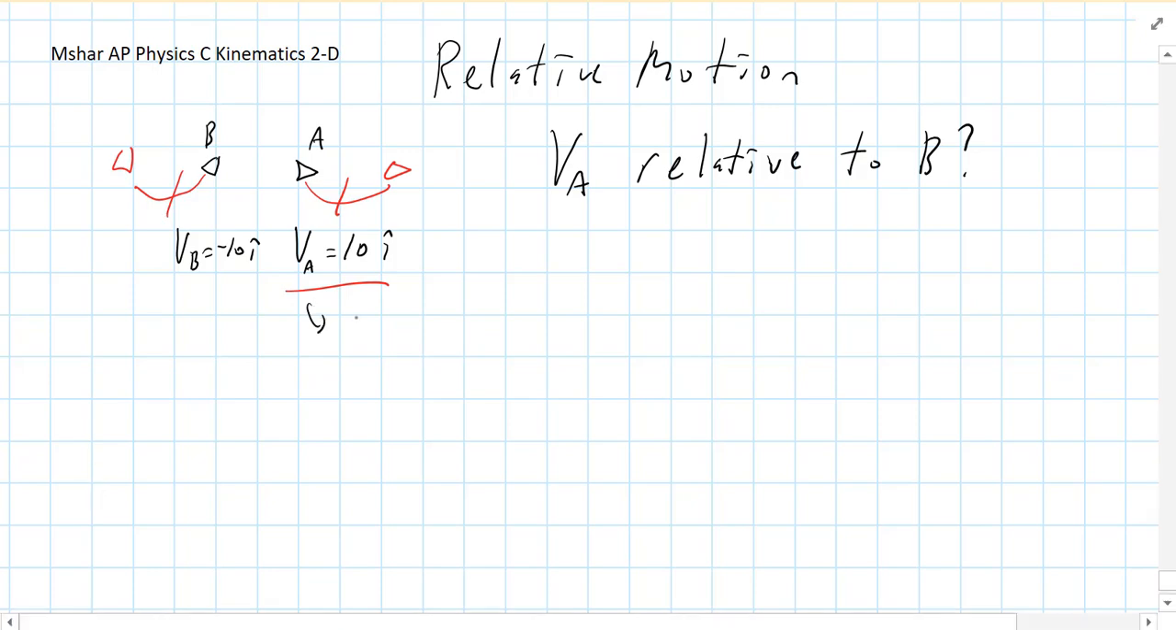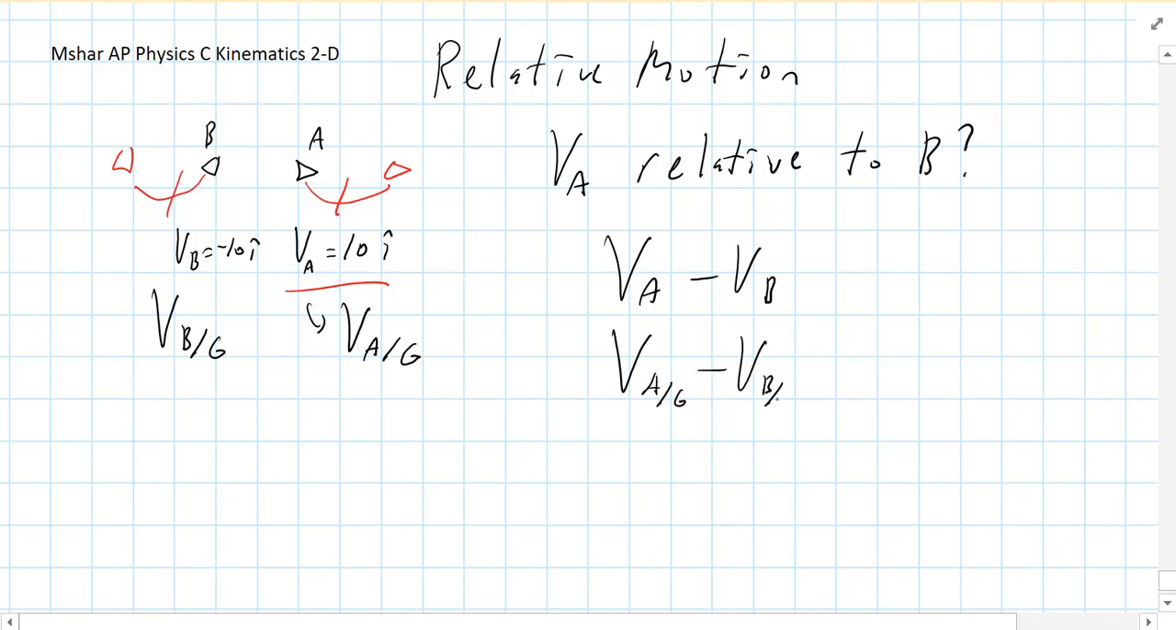Okay. So for VA, we're going to write that as V of A with respect to the ground. So VAG. And this would be VB with respect to the ground. Okay. To find the velocity of A with respect to B, all you do is you take VA minus VB. Okay. And what that would look like with these fractions here, you would say VA with respect to the ground minus VB with respect to the ground.